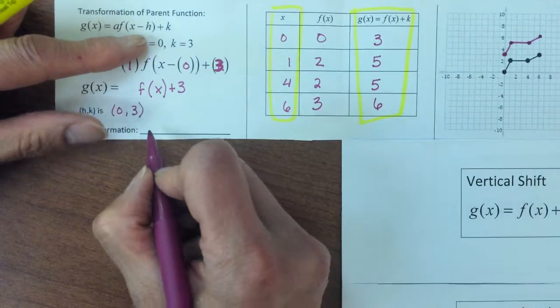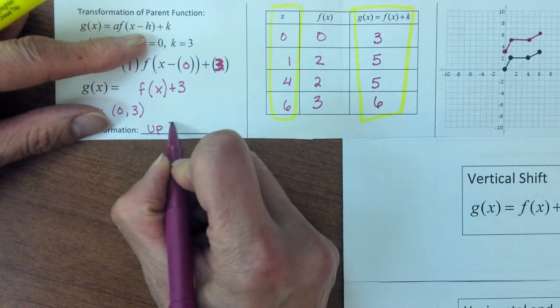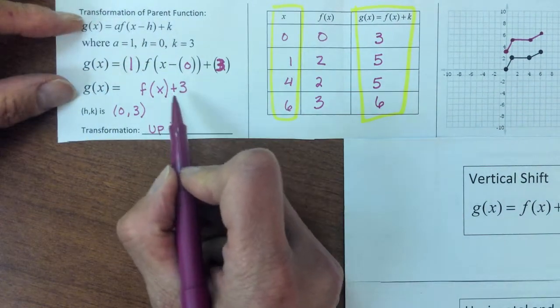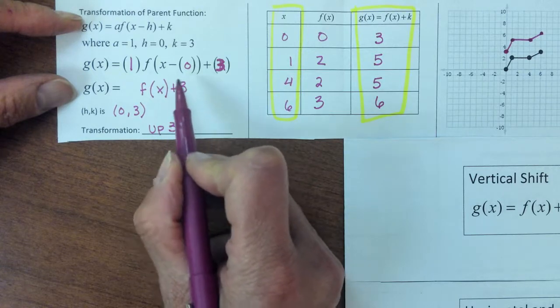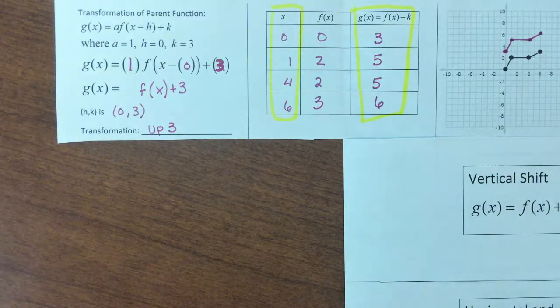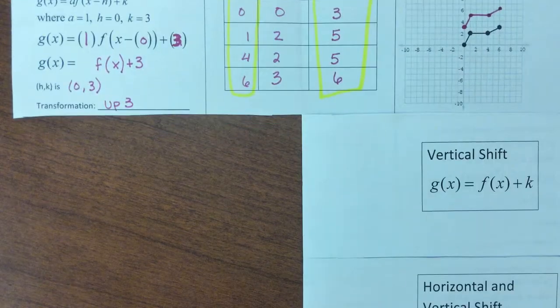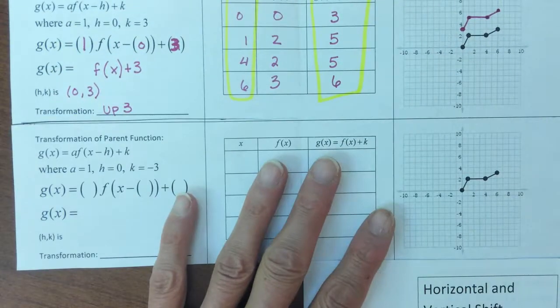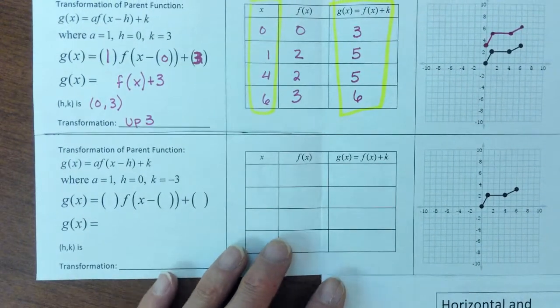So this transformation is up 3. And we can see that because we have an addition happening to our value of y, which is f of x, our value of y. Let's look at another vertical shift. You're going to see that this is very similar to the one that we just did.